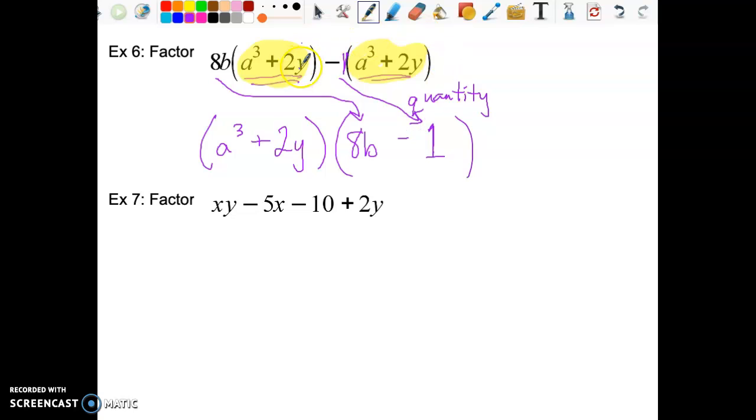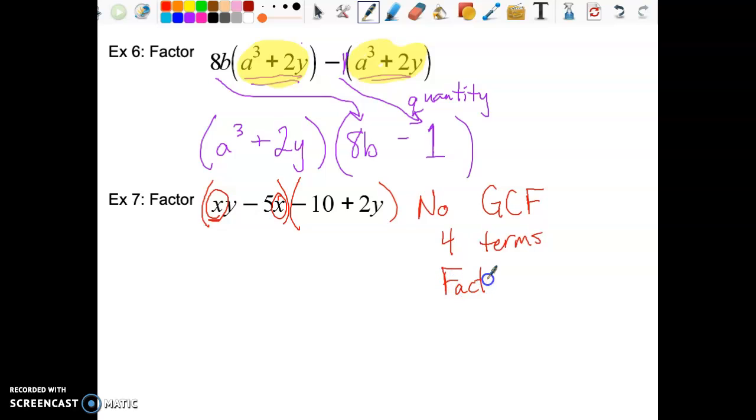So why do we have you understand that before moving on? Right now there's no greatest common factor in exercise 7. But when there's 4 terms, what you can do, some people call it split the middle. I don't really like that phrase. I like saying you factor by grouping. Because now you can look for the GCF of the first 2 terms. So this is called factor by grouping.